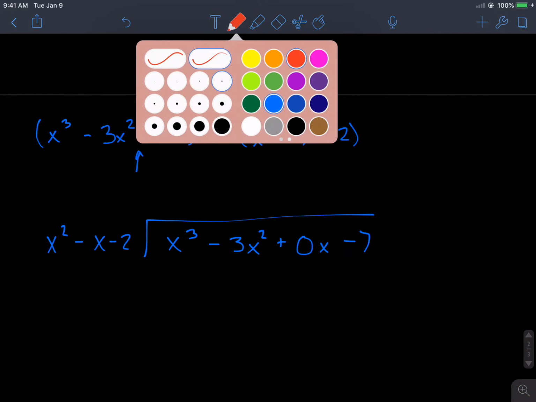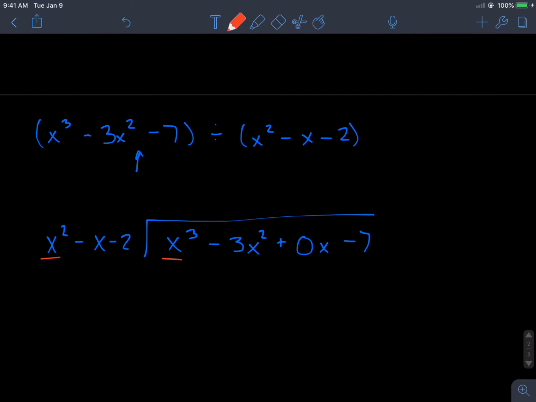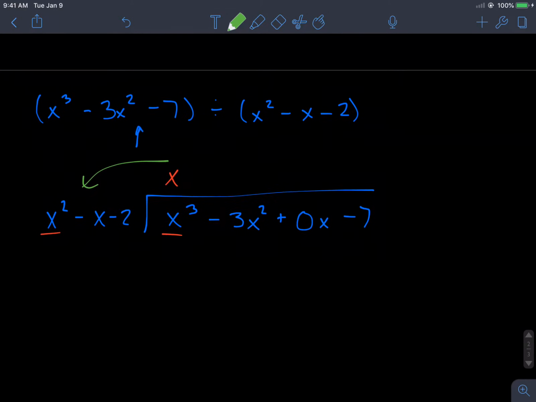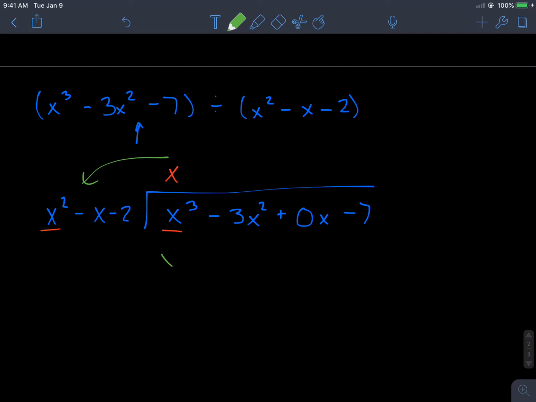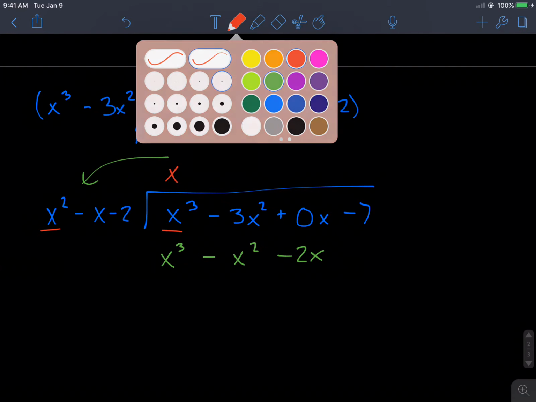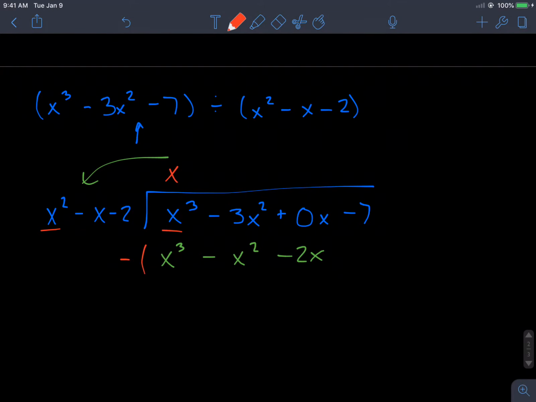So we do the same thing. How many times does x squared go into x cubed, or what is x cubed divided by x squared? Well, that is just an x. So then we multiply x by this whole thing, and that gives us x cubed minus x squared minus 2x. Now we see why it's important to have that 0x filled in, right? And then we subtract this whole thing.